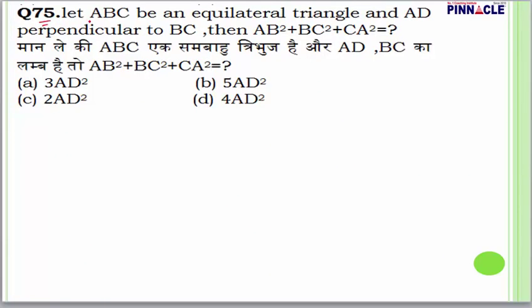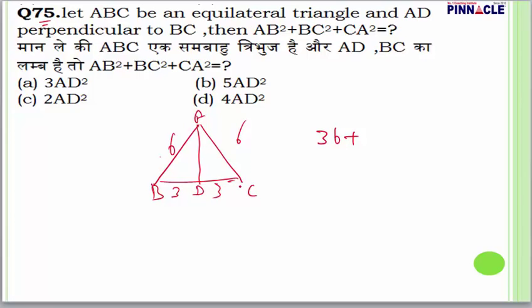The next question, question number 75. Let ABC be an equilateral triangle, and AD perpendicular to BC. Then we have to find the value of AB square plus BC square plus CA square. In ABC, AD is perpendicular. Let's say this is 6, 6, this is 3 and 3, because the perpendicular will divide the equilateral triangle into two equal parts. For simplicity, we have taken the value 6. Now AB square is 36, plus BC square, that is 36, plus CA square, that is 36. That is 108.